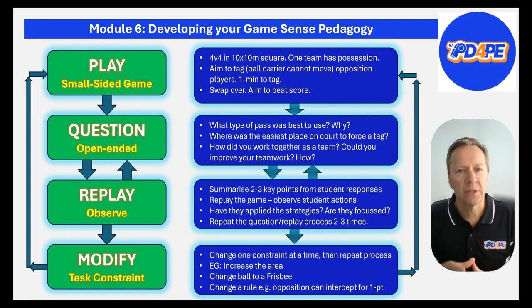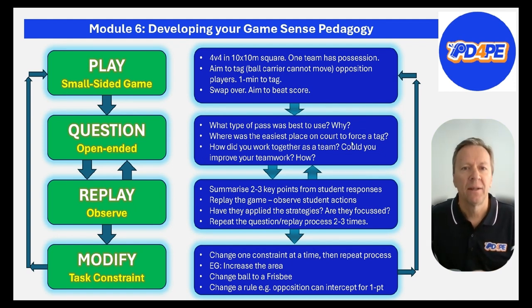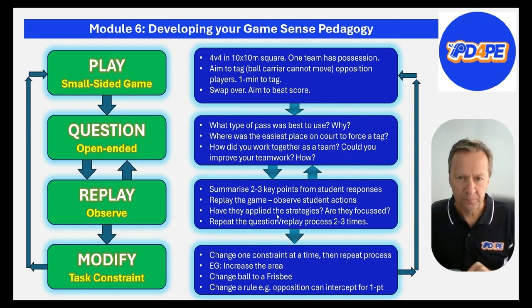So we know in our 4-step pedagogy, we start by designing a small-sided game, and that game is related to the student learning outcomes that we've established for this lesson. So we would play the game, then have a really short break where we would question the students, and I mean only about 2 minutes. It might be 2 to 3 short questions, such as what type of pass was the best to use? Why is that? Where was the easiest place on court to force a tag? So then we would get back into the game and replay it.